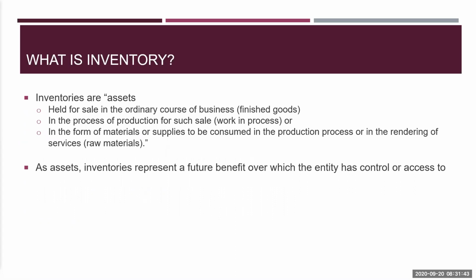So what really is inventory then? Inventory is your asset that shows up as a current asset on your balance sheet or statement of financial position. This is an asset that the business is holding in order to sell and to make money. But keep in mind, your inventory can exist in 3 different stages. It can be raw material inventory, work in process, or finished goods inventory. So inventories represent a future benefit over which the entity has control or access to. The primary reason for holding inventory is to sell it to make money.